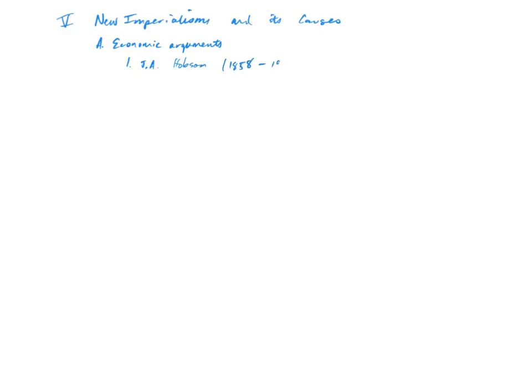In part 5, I'm going to talk about the new imperialism and its causes. In part A, we will talk about the economic arguments. First, we will have J. A. Hobson. He lived from 1858 to 1940. His important work was titled Imperialism. It was written in 1902.